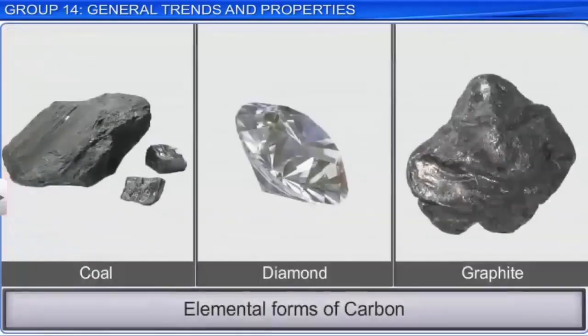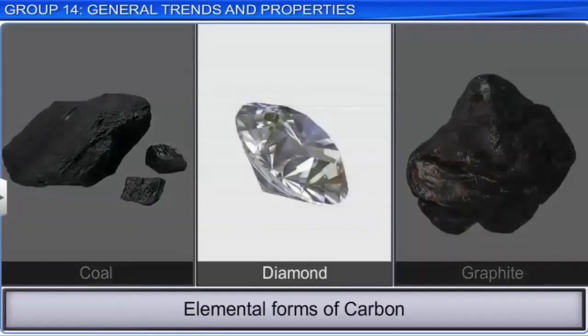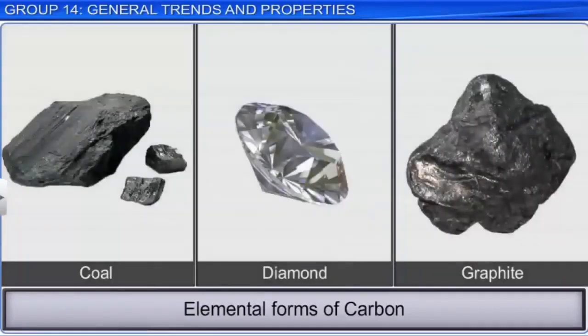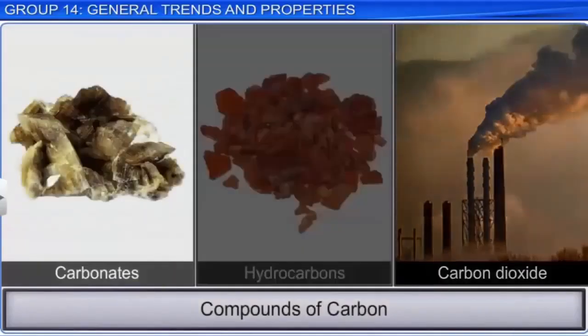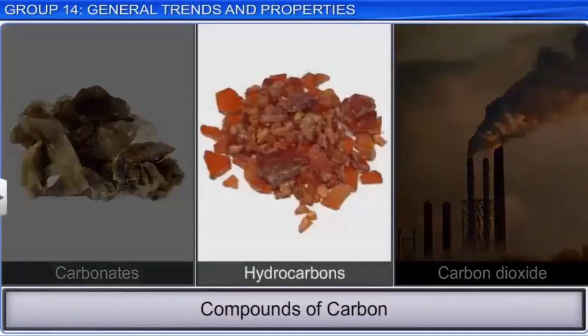The element is found in several different forms in nature: coal, diamond, and graphite. It is found in a range of compounds in nature, including carbonates, hydrocarbons, and carbon dioxide.